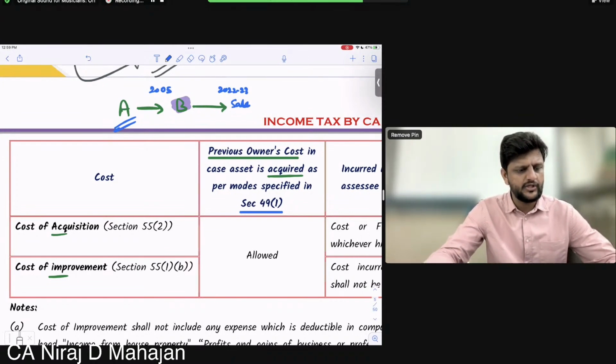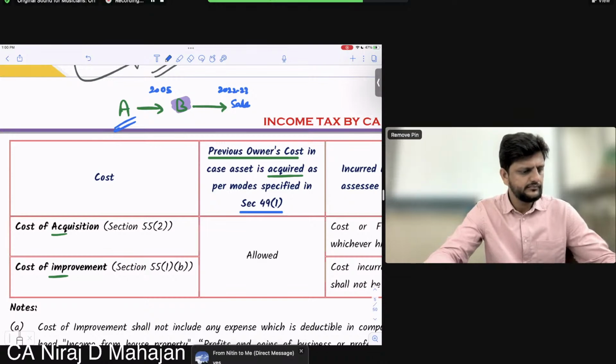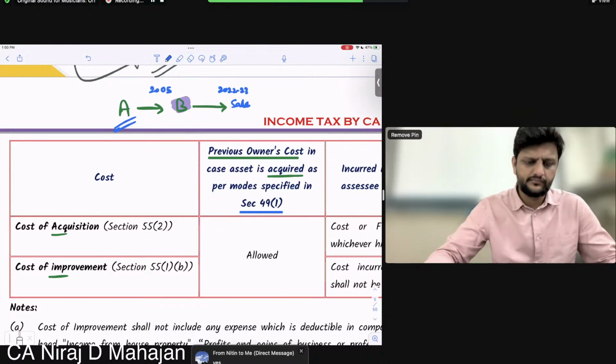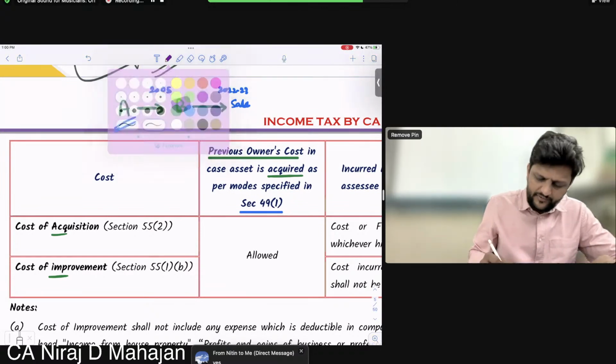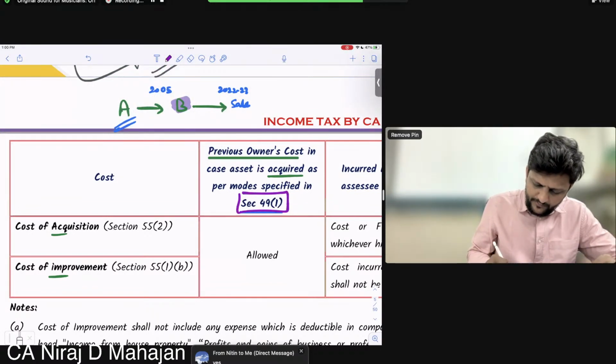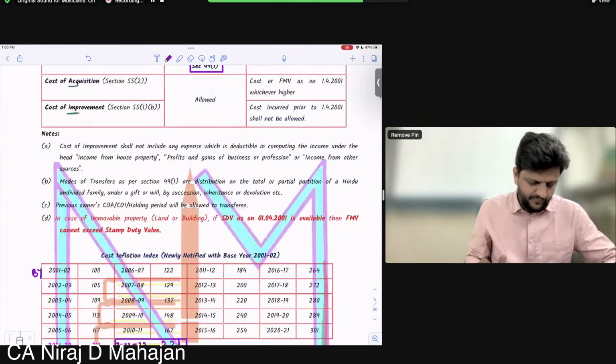Who is our current assessee? Who is selling? B is selling. B is selling. Clear, all of you? Now, therefore, obviously, you will have to check what are the provisions or methods given under 49(1). Okay? Let's get ready. Everybody okay? Check.